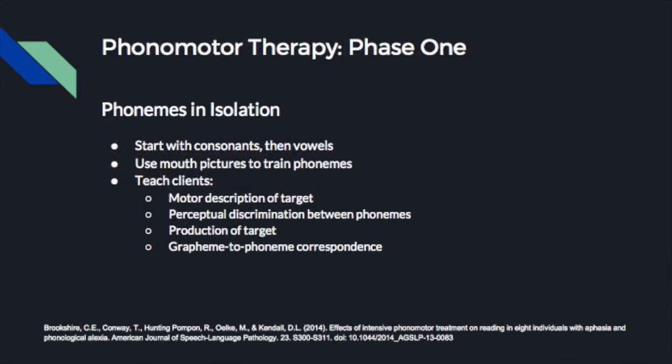Okay, the first phase of phonomotor therapy involves practicing phonemes in isolation. We begin with consonants and then move on to vowels later. You use mouth pictures to train phonemes. We teach clients motor description of the target, such as the top and bottom lip come together in the production of P. Perceptual discrimination between phonemes, for example, are P and B the same or different? Production of the target, repeat after me, P. And grapheme to phoneme correspondence. What sound does this letter make after showing a picture of a letter?